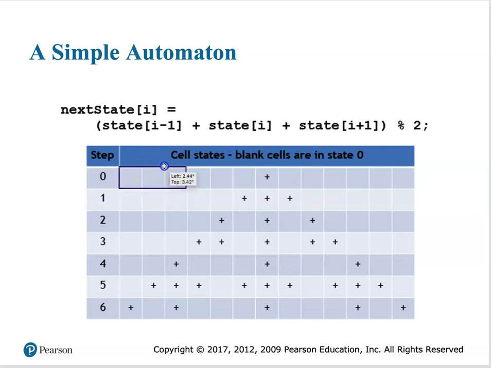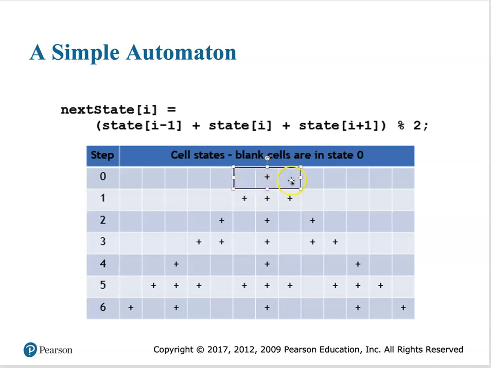i plus plus, we come over, and now we look left, we look center, we look right, we do the calculation, that becomes that value. i plus plus, we're here. Center, right, 0 plus 0 plus 0 mod 2 is that value. Then we start getting interesting. Left, center, right. 0 plus 0 plus 1 equals 1. 1 mod 2 leaves a remainder of 1.